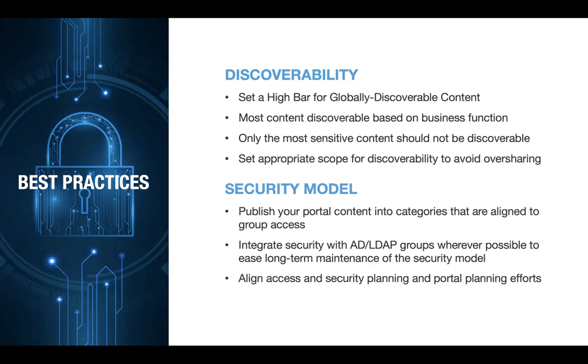From a security model perspective, right? You want to organize your content into categories that align to group access, especially if you have AD. You want to kind of start with that if you have the ability to do that. That's the easiest, most scalable way to work. Wherever you can, do that integration to AD and LDAP systems so that you can leverage what's in place. Wherever you can't, integrate with your underlying BI system.